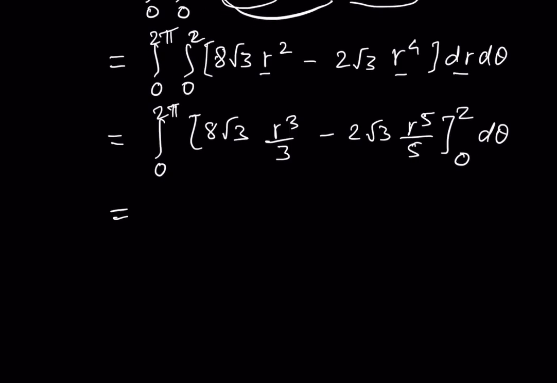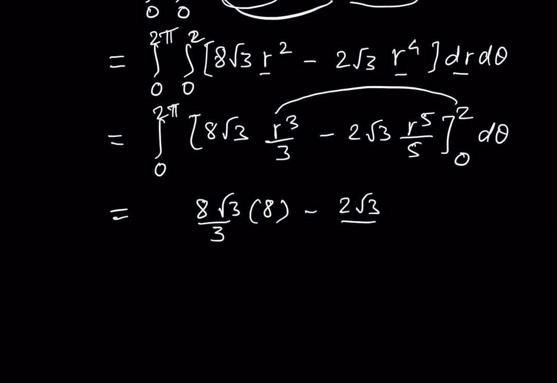Now substitute upper limit and lower limit in individual terms. Upper limit is 2 here. Substituting, we get 8 root 3 by 3 times 2³, which is 8, minus 2 root 3 by 5 times 2⁵, which is 32. And integration with respect to theta, theta limit 0 to 2π.